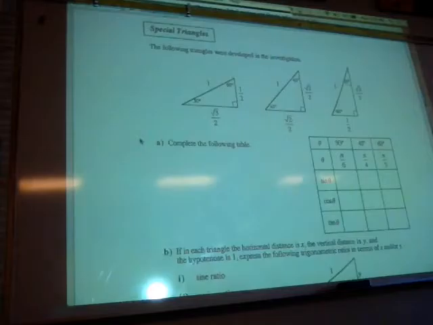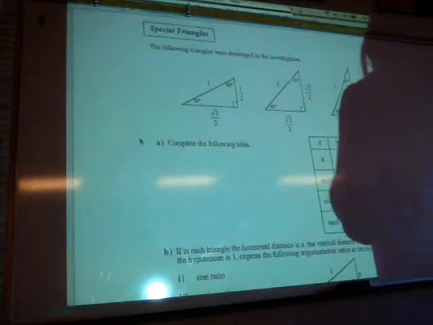So I'm going to cover this up, and you guys can work together. I'm going to give you guys blank special triangles, and then I'm going to see if you can close book, talk it over, and see if you can remember.